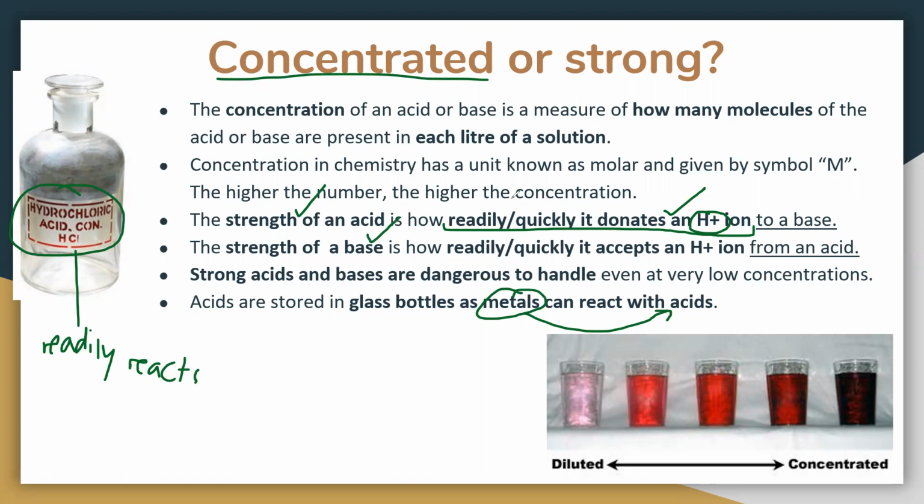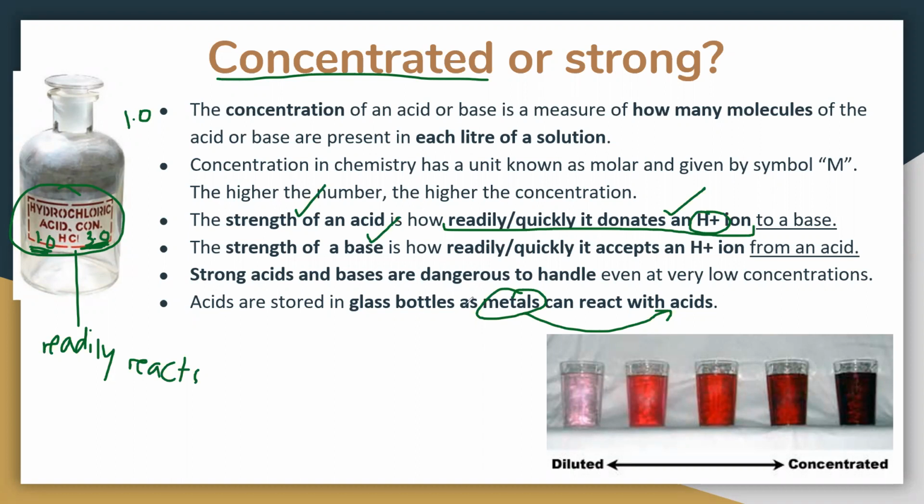The higher the number, the higher the concentration. Sometimes we've got hydrochloric acid and it might say something like 3.0. The higher that number is, the more concentrated it is. If it's lower, like 1.0, for example, which is usually labeled on the bottle, that means it's got a lower concentration. So that's basically the concentration of acids and bases.